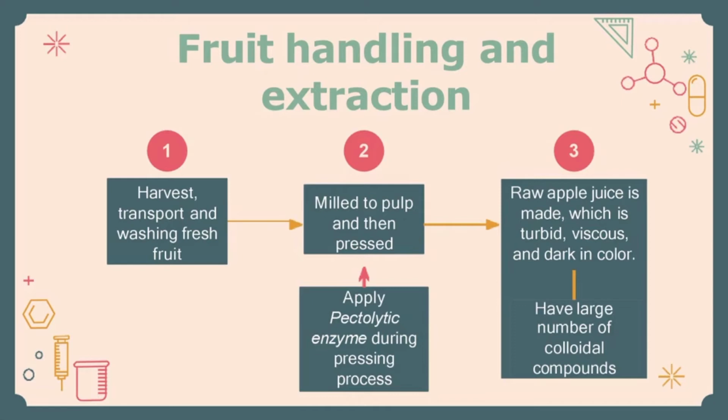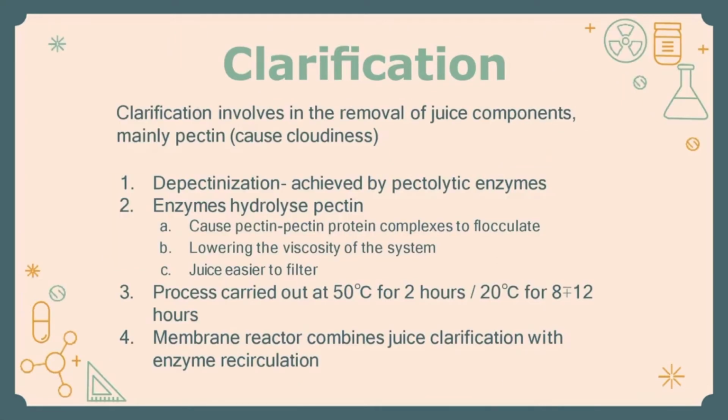After pressing, the raw apple juice will be turbid, viscous, and dark in color. It also includes a large number of colloidal compounds that are kept in suspension by polysaccharides like pectin, starch, or gums. Next, it will continue with the clarification process.